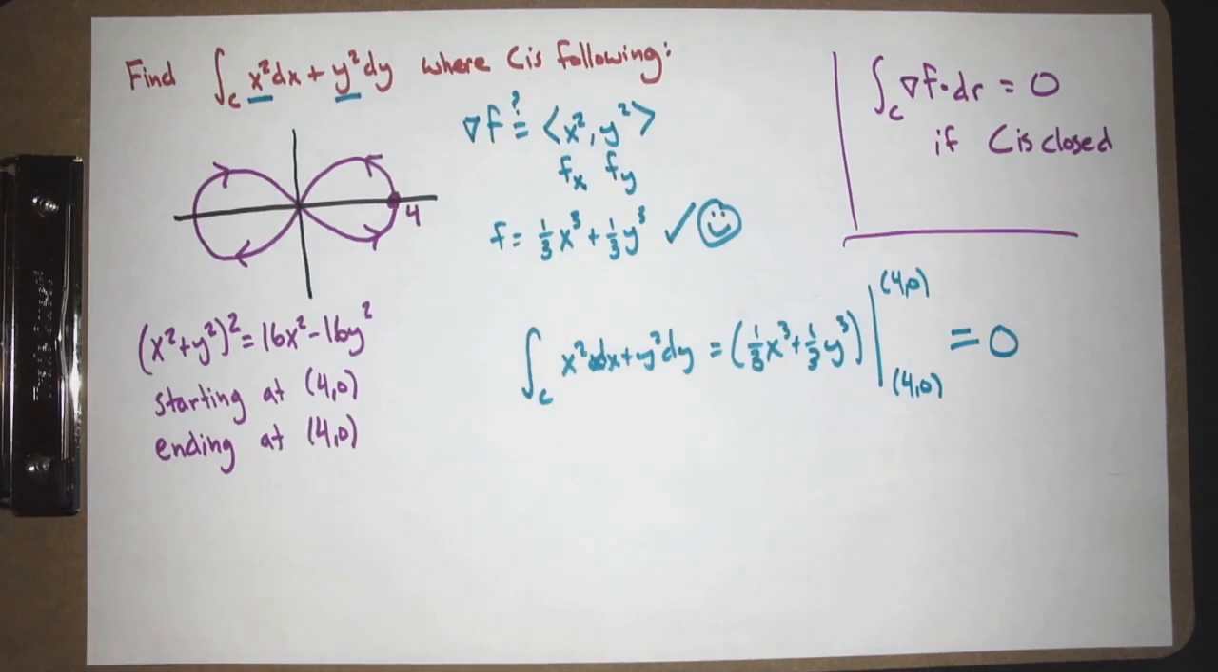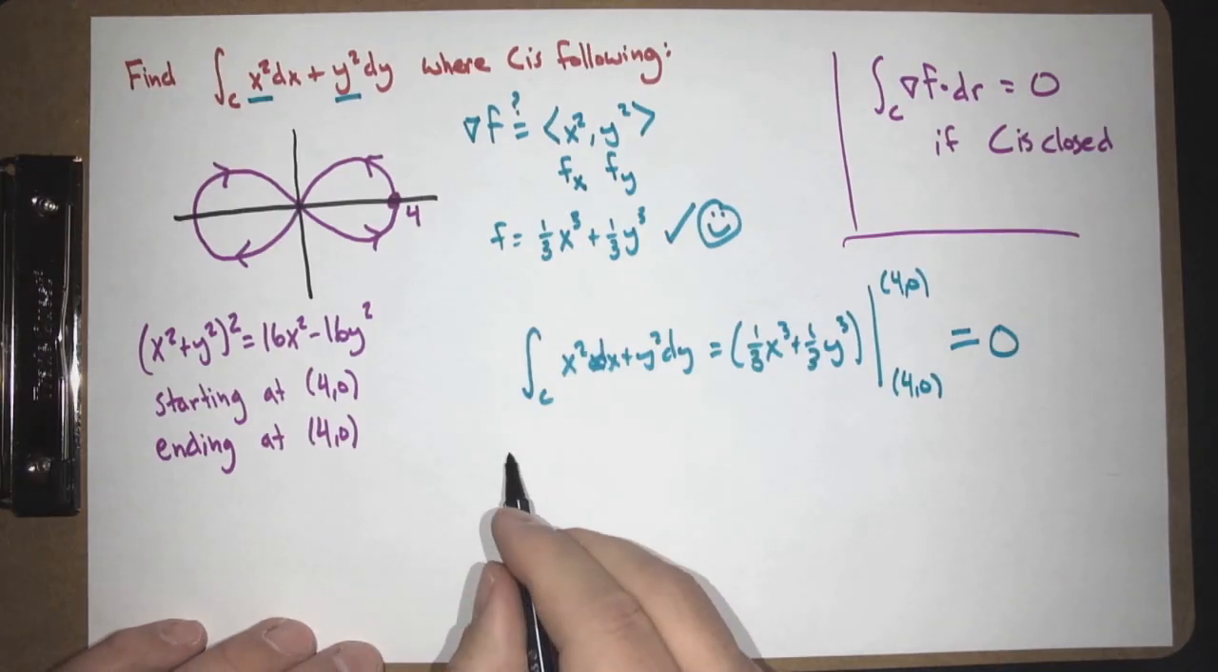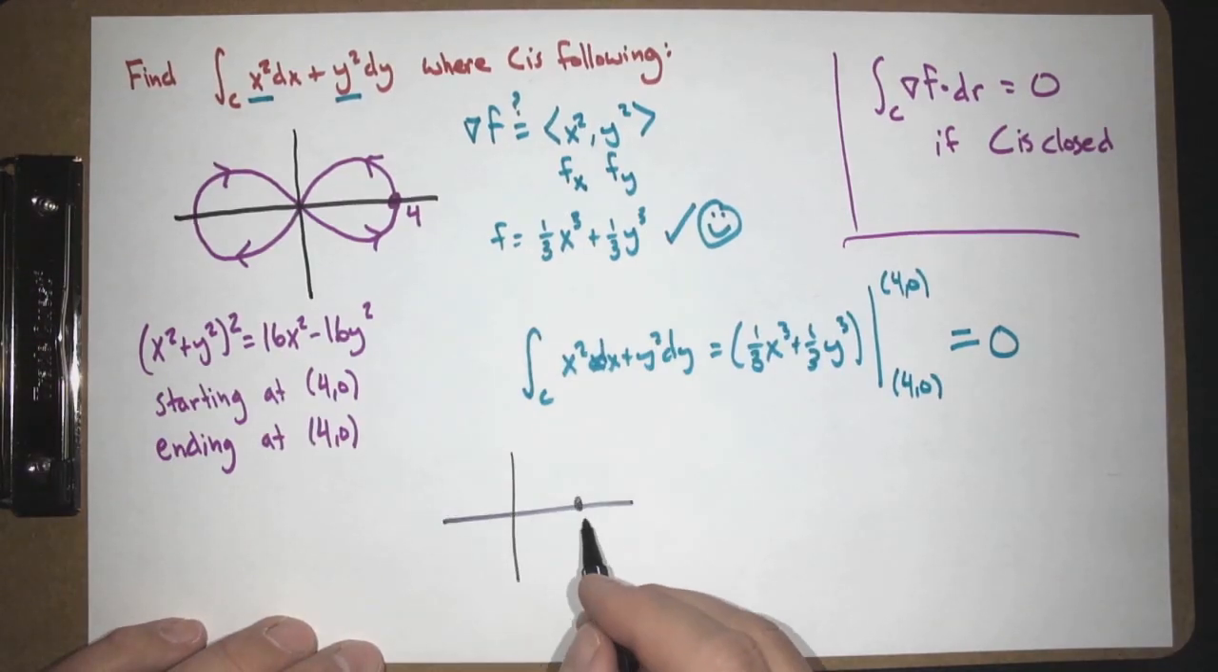Now, there's a different way to think about this. Here we said, let's find our potential function. And we did, and then we evaluated. We subtracted. What's the other mindset we have? Because we said there's sort of two approaches. One is find a potential function. What's the other thing you can do? Bring your own curve. Can you think of another curve that starts and stops at the point 4, 0?